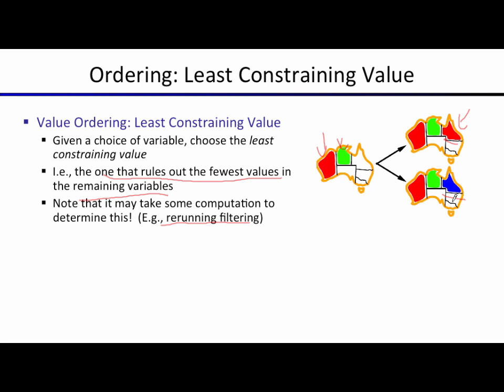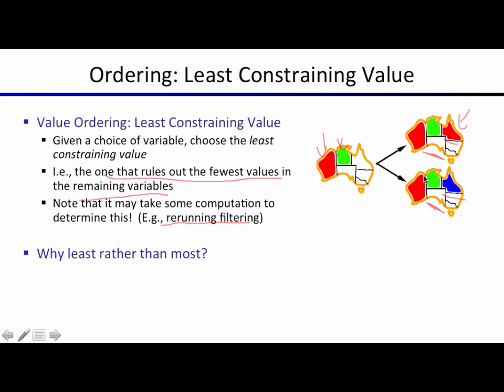So let's reason a little bit through this. If I go here and assign red, how is that going to affect what happens to this variable? What choice am I still going to have? Blue. If I assign blue here, what choice am I going to have for this variable? Nothing. That doesn't seem good, right? So I actually want to go and assign the thing that's going to give me the most options in the future. So I want to assign red.